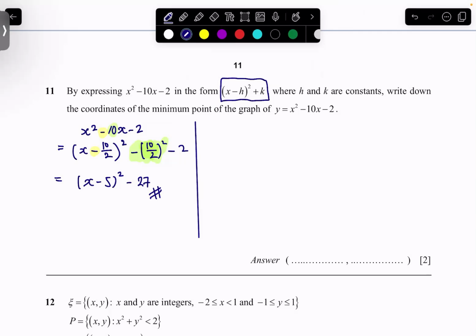Okay, if the question just says "by completing the square," then they expect you to do it. That will be the risk. But otherwise, you can do this. x squared minus 10x minus 2 equals the expansion: x squared minus 2hx plus h squared plus k. And then you do a comparison.